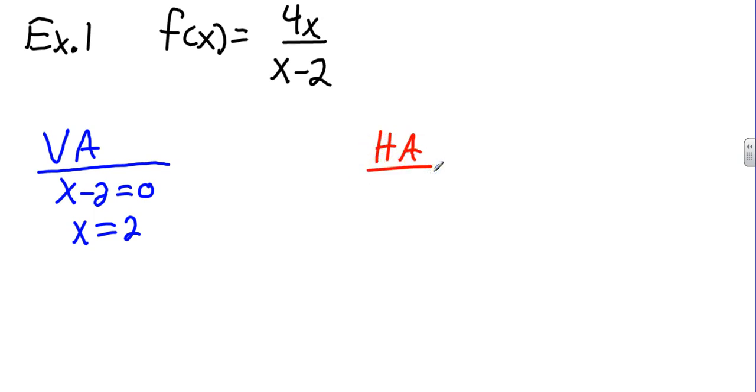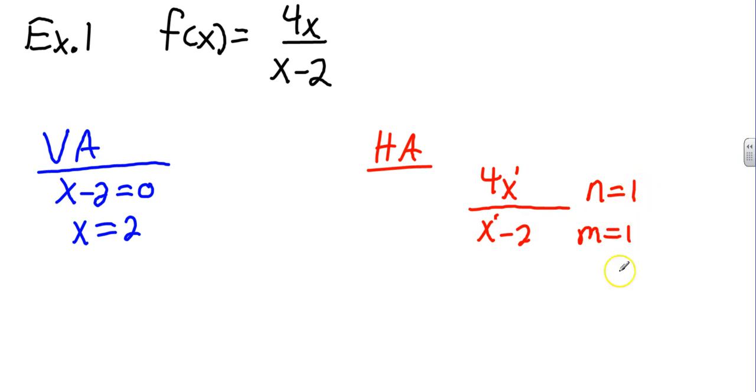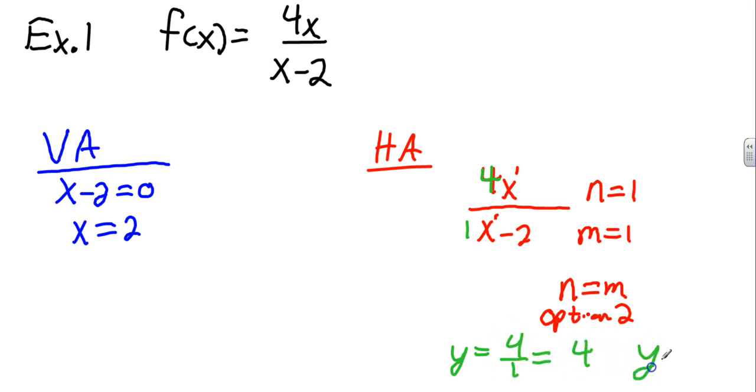Okay, for the horizontal asymptote, you've got 4x to the first over x minus 2, and again that's x to the first, so your numerator is degree 1, your denominator is also degree 1. So when you compare those two, the numerator equals the denominator. So basically we're looking at option 2 back up here, which means then we're just going to compare the leading terms. So we're going to compare 4 to 1. So if you've got 4 over 1, that's just 4, so that's going to be y equals 4.